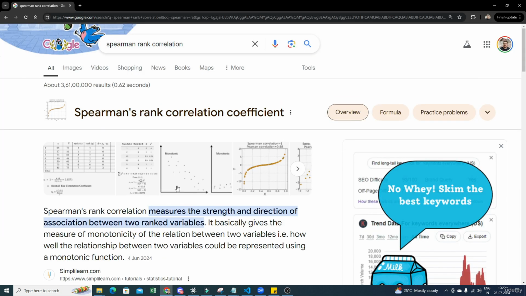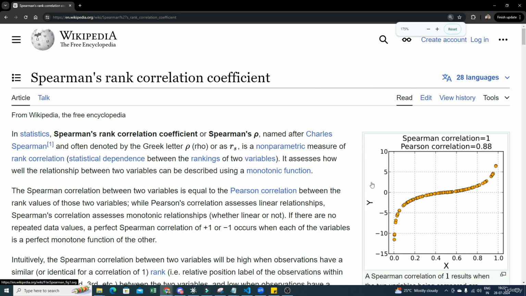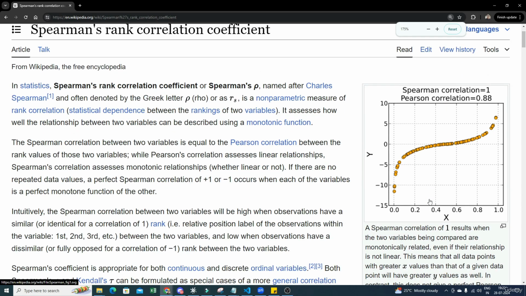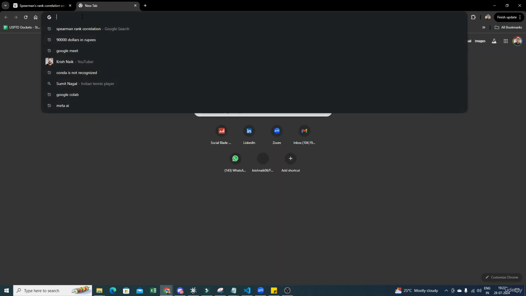Here you'll be able to see the first link is Wikipedia only. Now please observe this figure, and let's talk about it. In this figure that you will be seeing, I have this kind of data. Let me show some more things over here.